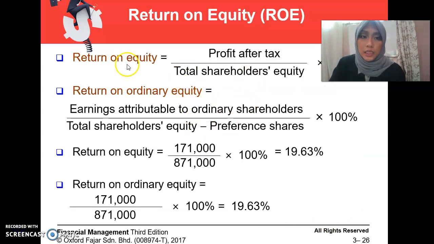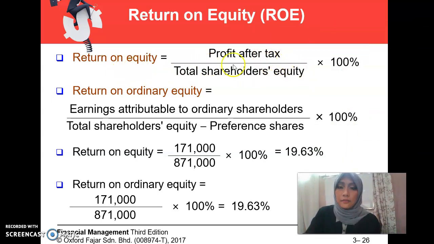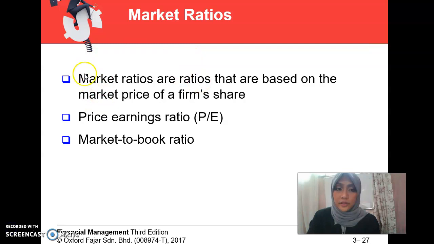Okay, return on equity. Return on equity equals profit after tax over total shareholder equity times 100. Whereas for return on ordinary equity, you use the same formula, but you have to deduct preference share. So based on the example, after you calculate, you will get the return on equity of this figure and return on ordinary equity of 19.63%. Okay, market ratio. Market ratios are ratios that are based on the market price of a share. Market ratio consists of price earning ratio and market to book ratio.